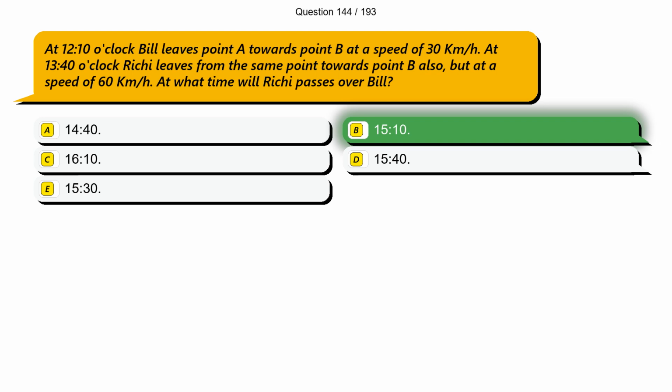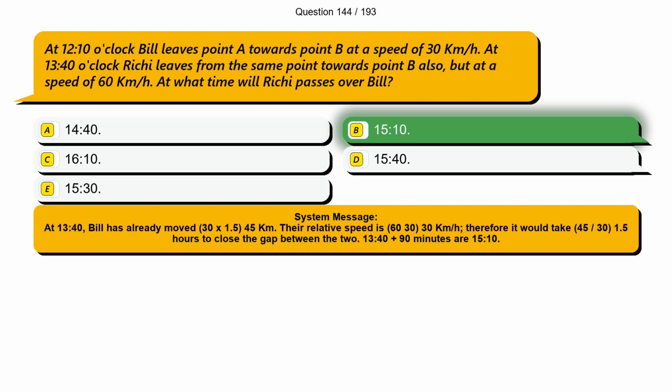The correct answer is option B, 1510. At 1340, Bill has already moved 30 x 1.5, 45 kilometers. Their relative speed is 60 minus 30, 30 kilometers per hour, therefore it would take 45/30, 1.5 hours to close the gap between the two. 1340 plus 90 minutes is 1510.